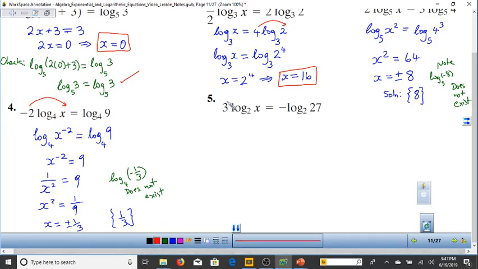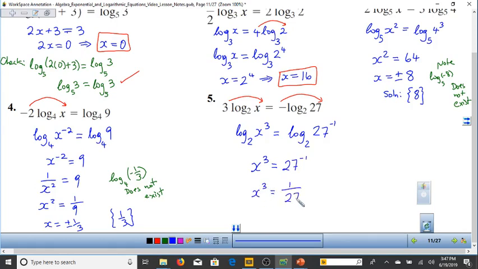We're going to do the same as we did in the previous example. Move the coefficient to become the exponent. And in this case, we have to move both coefficients to become exponents. So we end up with log base 2 of x cubed is equal to log base 2 of 27 to the negative 1. The bases are the same, log is equal to log, so inputs are equal because that's one-to-one property. I'll rewrite 27 to the negative 1 as 1 over 27, and then I will find the cube root of 1 over 27.